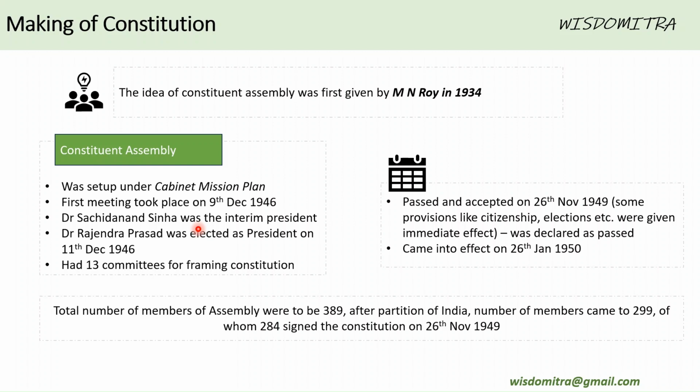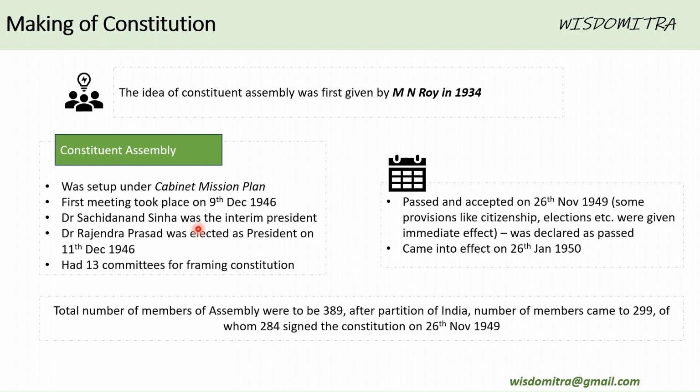This date was chosen because it was on 26 January when the first declaration or demand for Purna Swaraj was made. The total number of members of assembly were to be 389, but after partition of India, the number of members came down to 299, of whom 284 signed the constitution on 26th of November 1949.